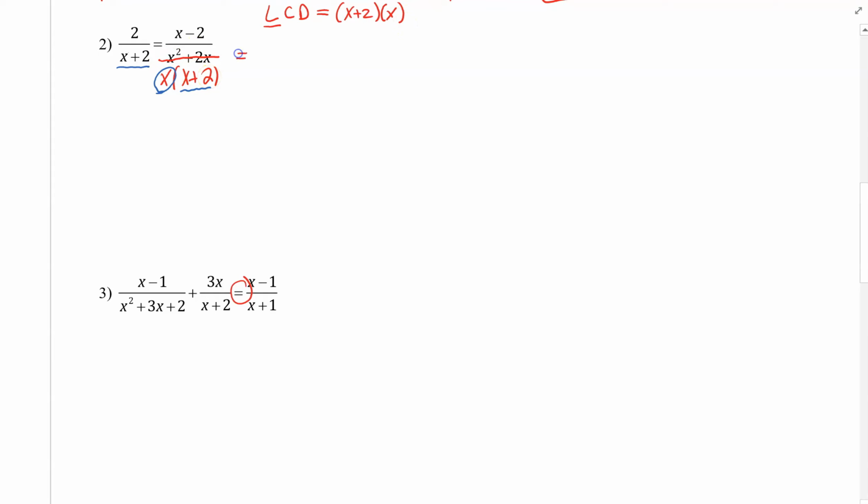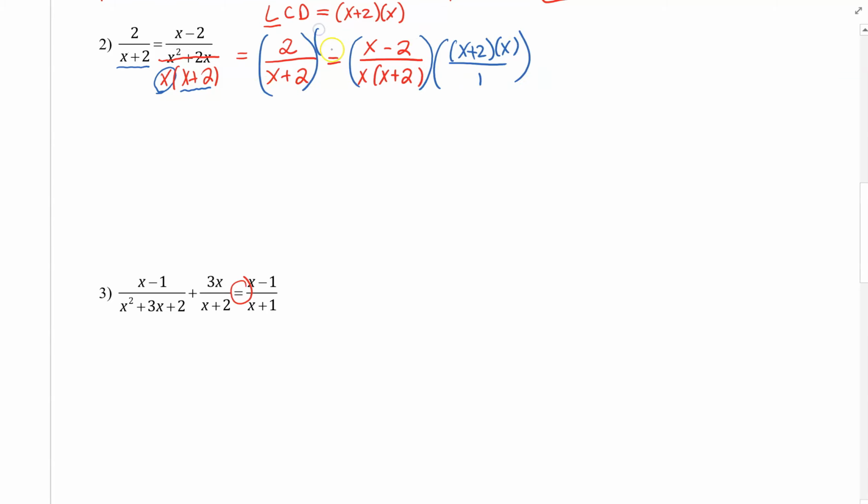Okay, so let's move this over here. So I have 2 over x plus 2 equals x minus 2 over x times x plus 2. It helps to keep everything in factored form because then it makes it easier to see what's going to cancel. Then I'm going to multiply my LCD to both sides of this equation.